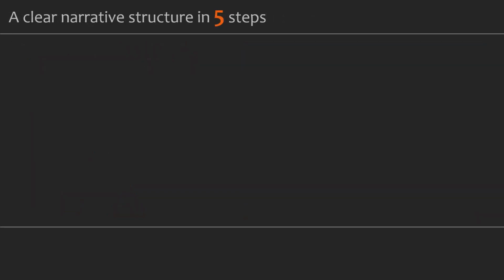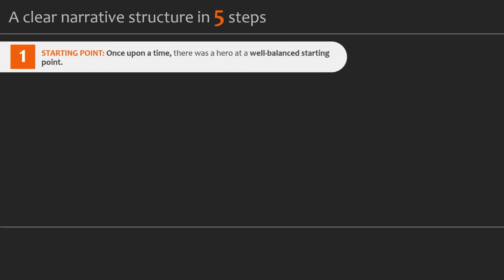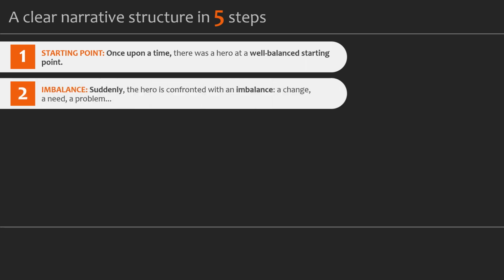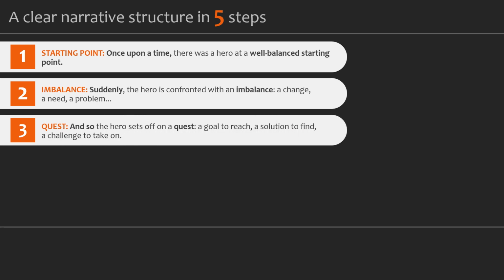Here are the 5 key steps to structuring your storytelling successfully. Starting point: once upon a time, there was a hero at a well-balanced starting point. Imbalance: suddenly, the hero is confronted with an imbalance, a change, a need, a problem. Quest: and so the hero sets off on a quest, a goal to reach, a solution to find, a challenge to take on.